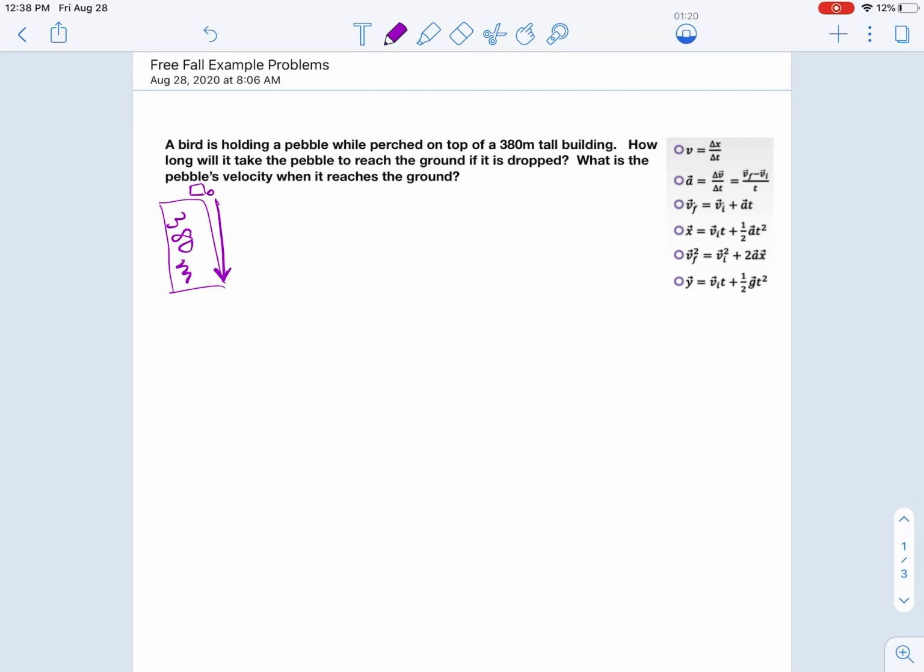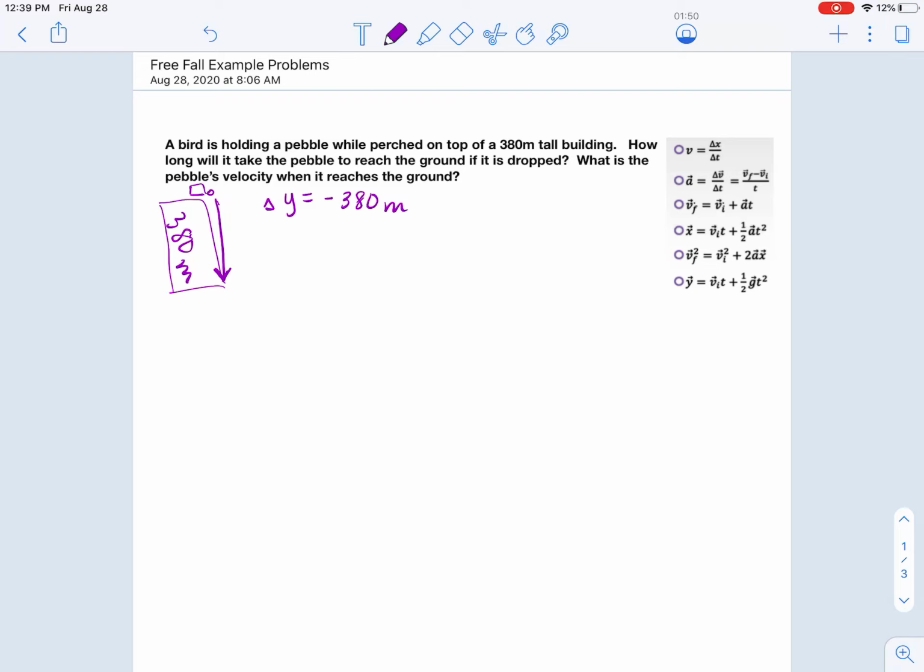So the first thing that I'm going to write is that I have a vertical displacement of a negative 380 meters. Now, why did I make that a negative? Remember, displacement is a variable that has a direction. So at the end of the pebble's motion, it will be located at a position that is physically below where it started. So I'm going to list that as a negative 380 meters.